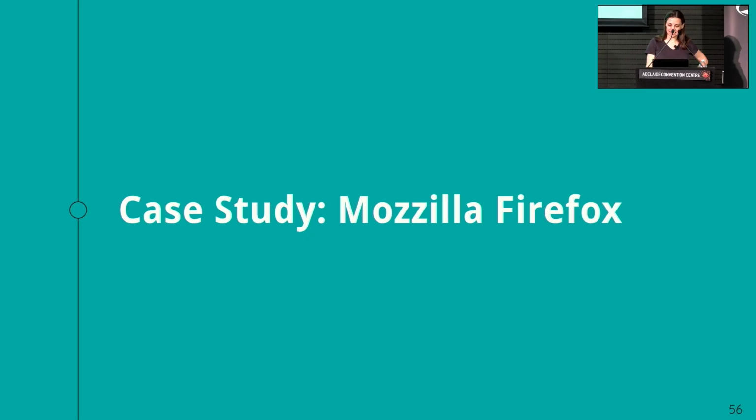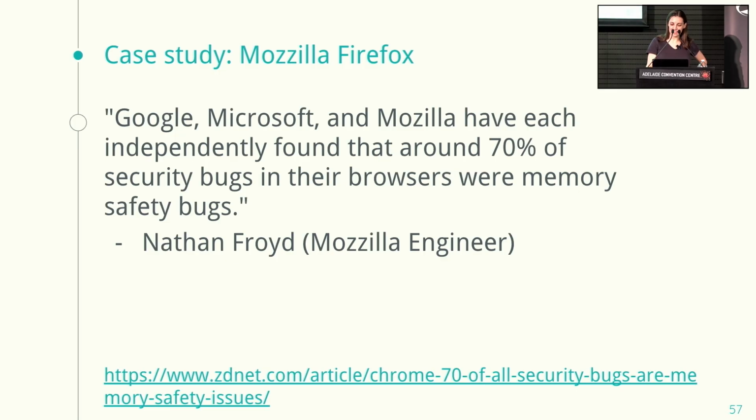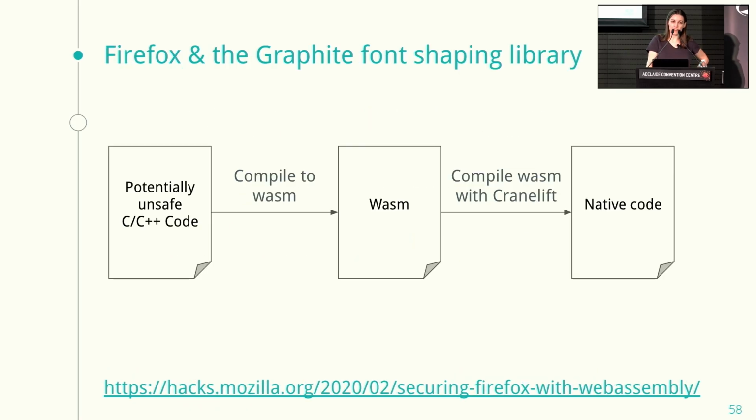Another fun case study is in Firefox, where they found that Google, Microsoft, and Mozilla have each found independently that around 70% of security bugs in their browsers were memory safety bugs. And Firefox was particularly worried about the Graphite font shaping library. I think it was written in C++, and they didn't want to spend the time to audit all of it and make sure that it had no memory bugs. They also didn't want to rewrite it in Rust, but they were also a little bit worried that a memory safety bug in this Graphite library might be able to cause a security vulnerability for an entire rendering engine.